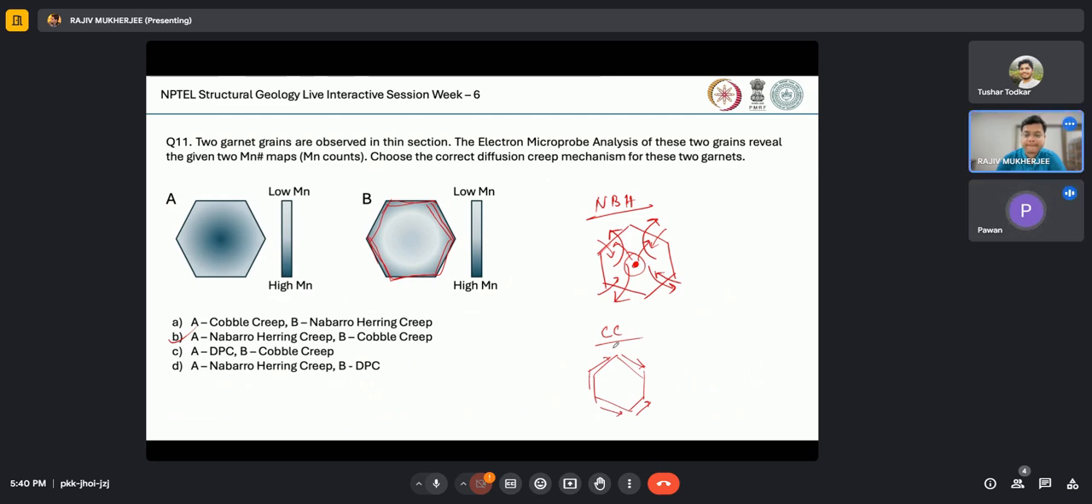For DPC, dispersion precipitation creep, if in a system a magnetite is converting to hematite, magnetite is converted to hematite, and uranium is associating with the hematite, along with hematite, uranium association is there, is there a possibility to calculate the mass transfer of these parts?